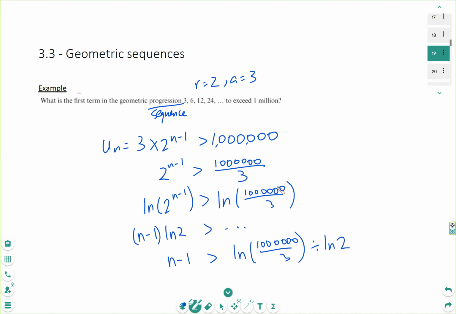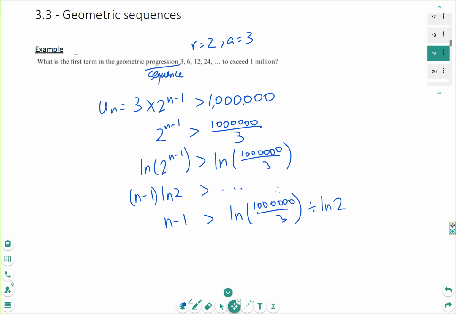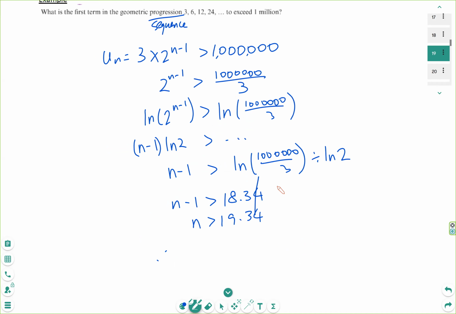So if I put that in a calculator, or aka the mental maths, let me try that. I get 18.34. Everyone should know that. And then n has to be greater than 19.34. Therefore, n equals 20. That means the 20th term is where the sequence will exceed 1,000,000.